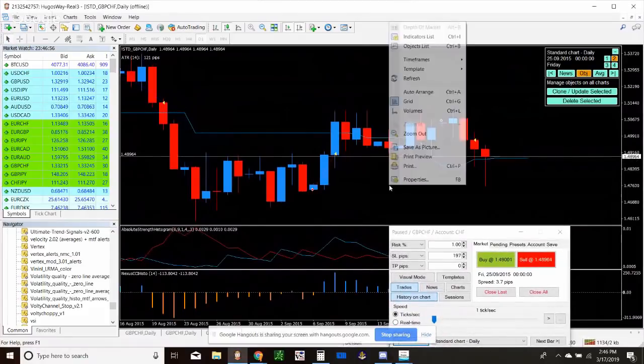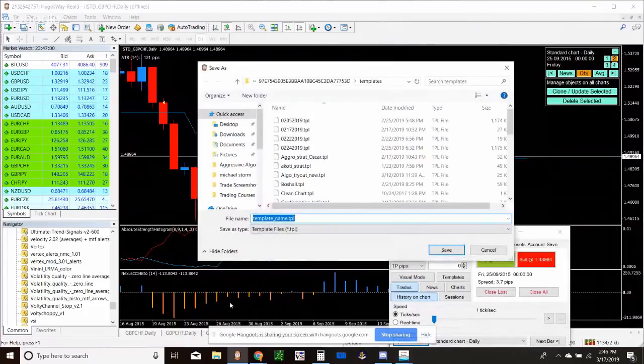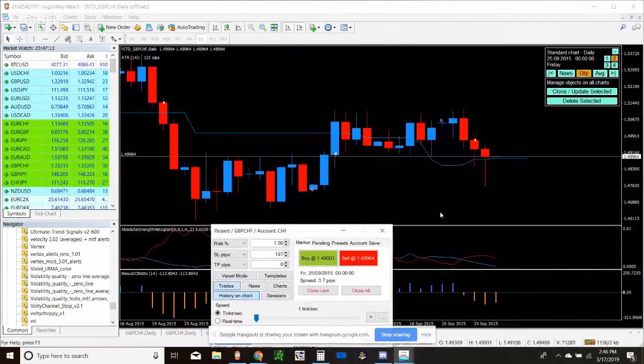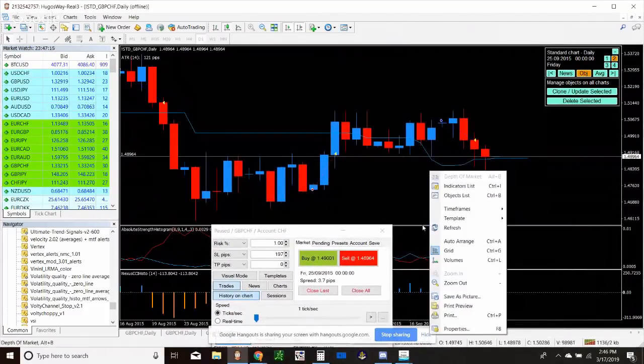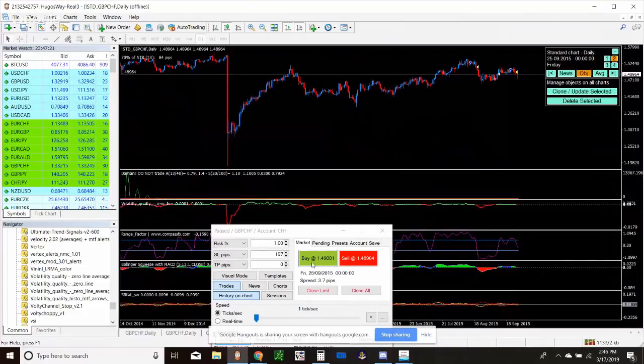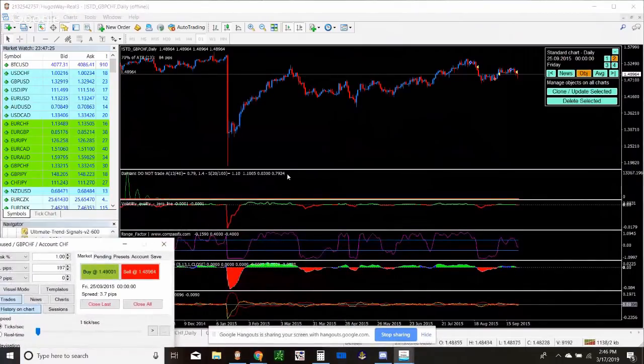We're going to save this template as on confirmation 2 so that we know which one that is, and we'll load our volatility template. Okay, so these are volatility indicators that I picked.